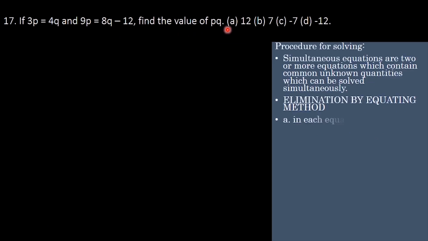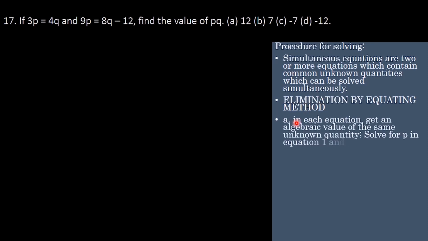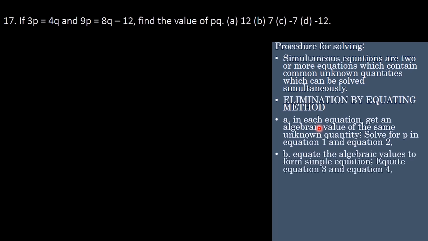Here we are going to apply the elimination by equating method. Step A in solving this: in each equation, get an algebraic value of the same unknown quantity. Here, let's solve for P in equation 1 and in equation 2. And step B, let's equate the algebraic values to form a simple equation. That is, we equate equation 3 and equation 4.